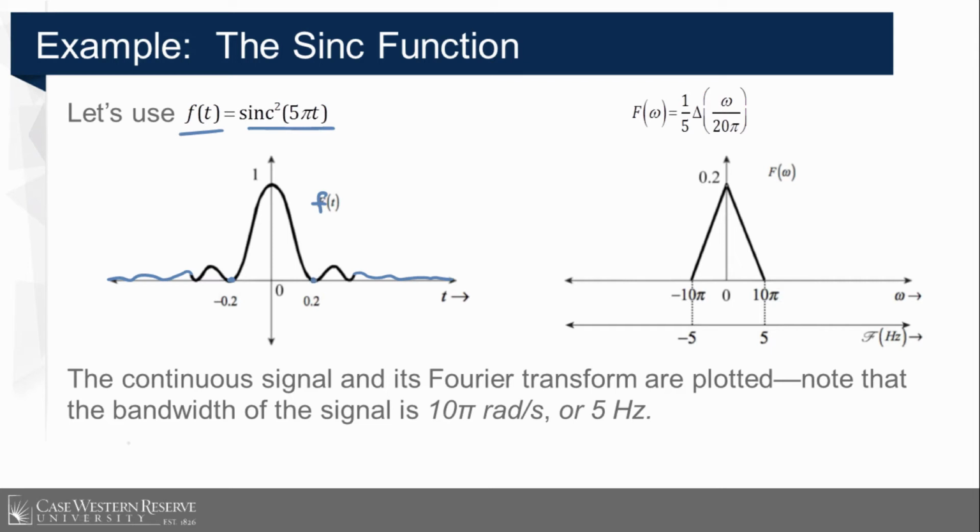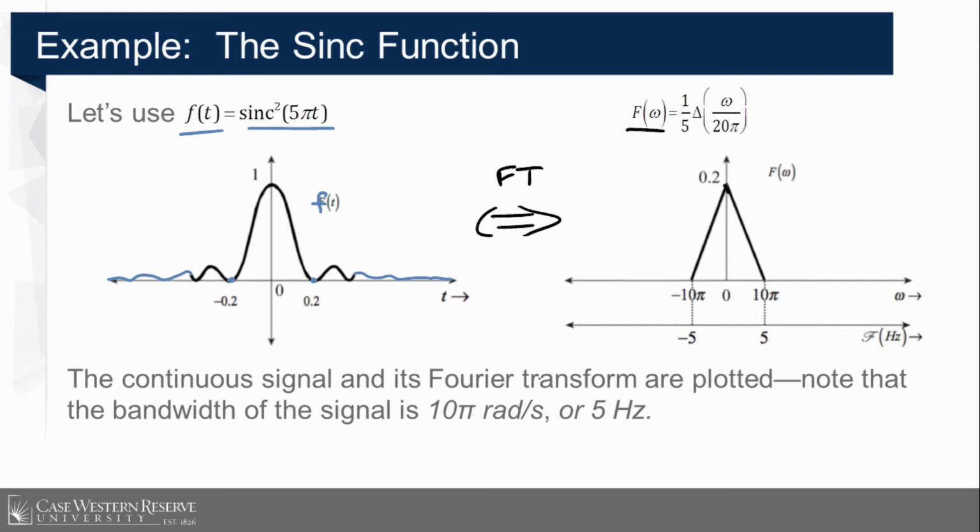We can perform a Fourier transform on our f of t in order to calculate the spectrum for the continuous time signal. This is capital F of omega. If we just use our Fourier transform tables and all of these properties, we'll see that the spectrum of the continuous time signal is 1/5 times the triangle function with an argument of omega over 20 times pi.